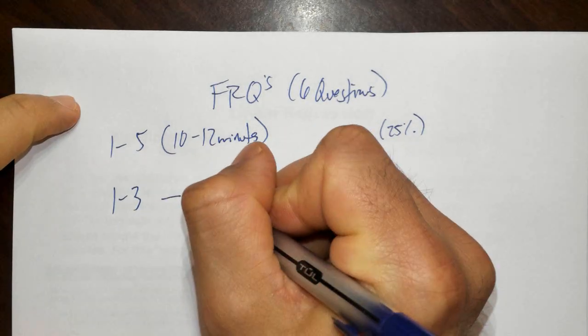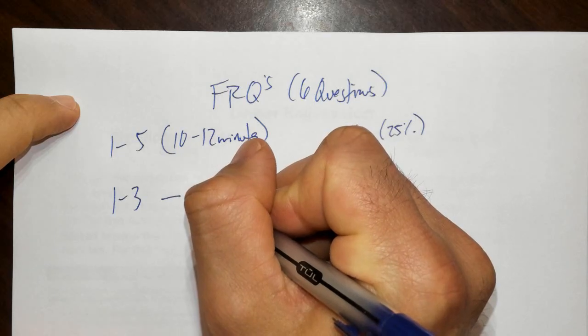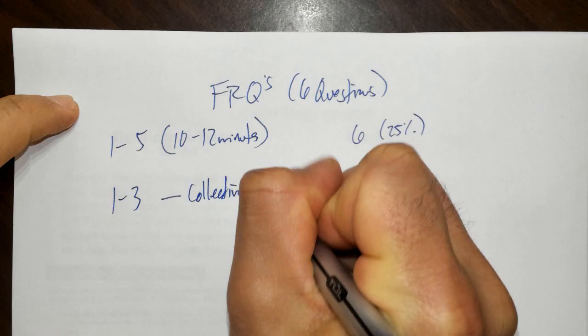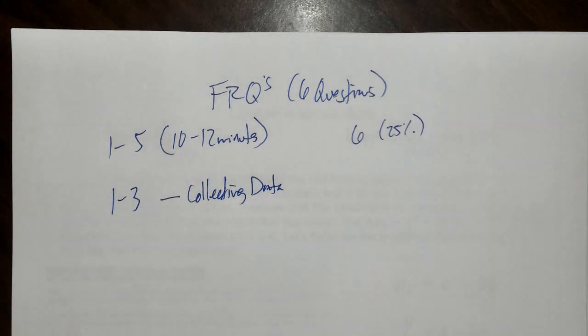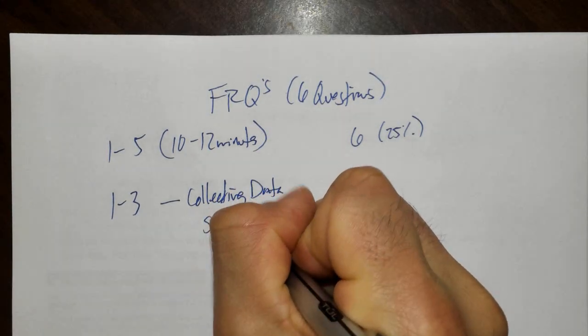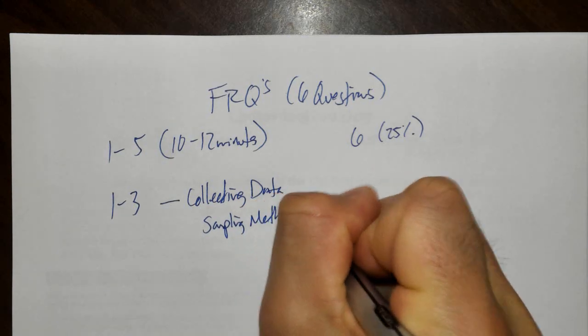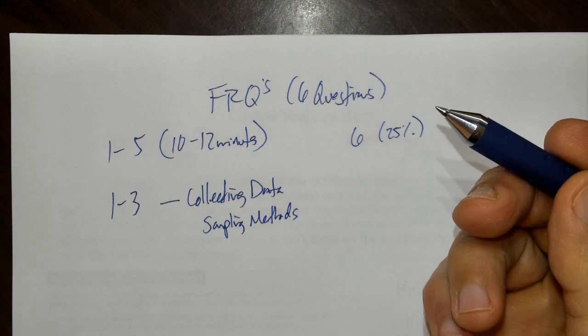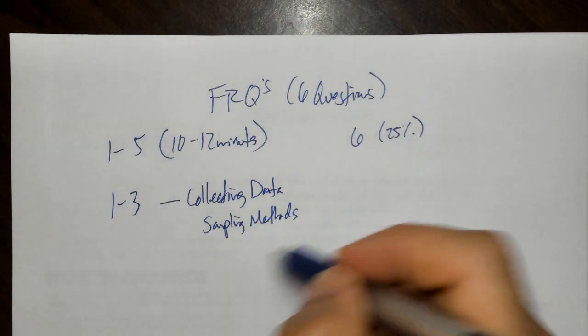Like you're gonna see stuff on collecting data. Maybe you write out an experiment in detail, right? Like how you would collect a simple random sample. How would you go about explaining an experiment? You talk about sampling methods.